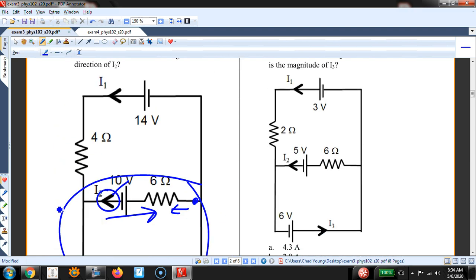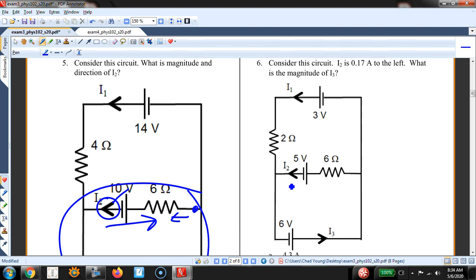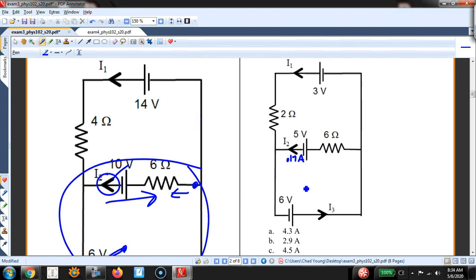Number 6, consider this circuit. I2 is 0.17. I'm just going to write that here. What is the magnitude of I3? So again, we're going to use the bottom loop because I3 is included in the bottom loop, and that's just going to be the easiest equation. So I'll start here and I'll go in this direction. Minus 6I2 minus 5 plus 6 equals 0.